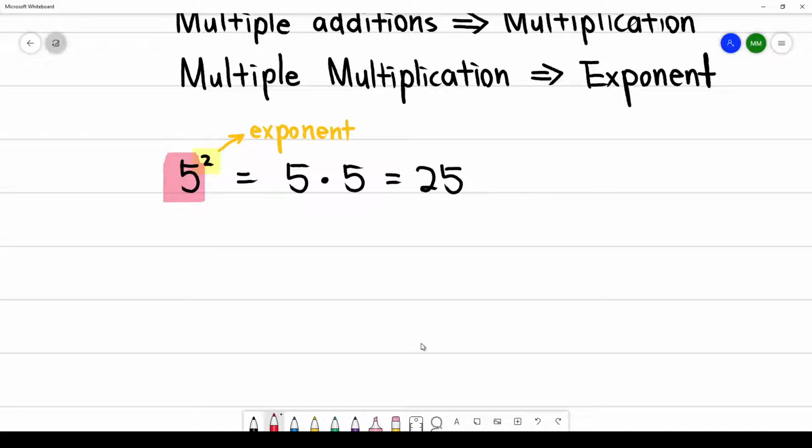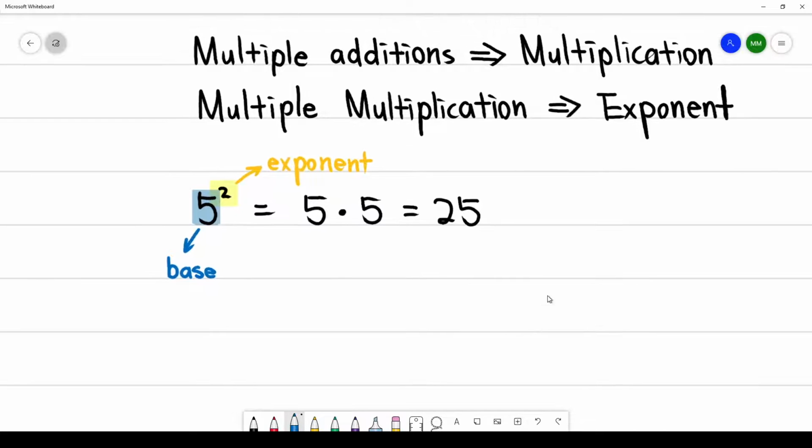So I'll use a different color, maybe like blue. So this here is the 5. The 5 is the base. So the base is the value that you multiply by, and exponent is how many times you multiply this base.